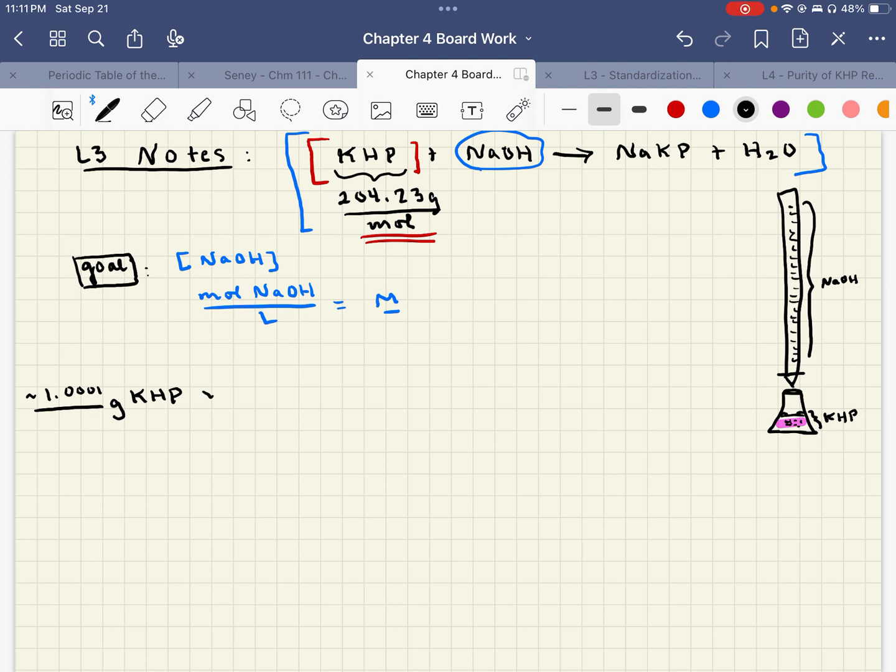For every 1 mole of sodium hydroxide that was consumed, 1 mole of KHP was consumed. So what we have to do is figure out how many moles of KHP we actually began with. To start, we're going to convert from mass of KHP to moles of KHP, noting that we have the molar mass up here. So we're going to use 204.23 grams of KHP per mole of KHP. That was given in the actual procedure of the lab.